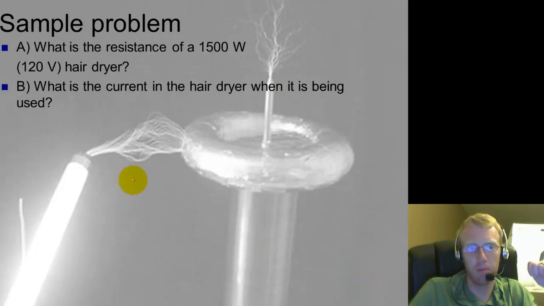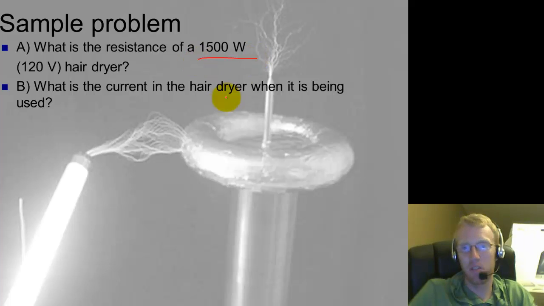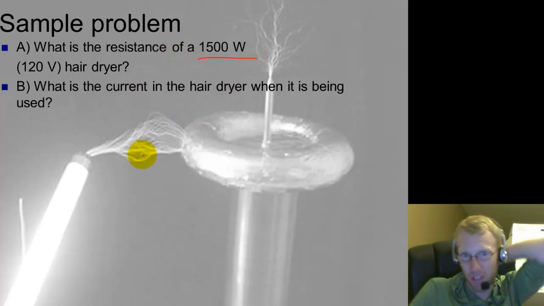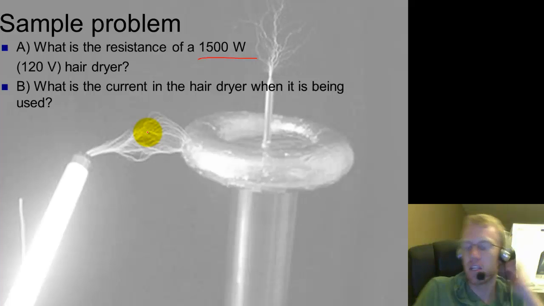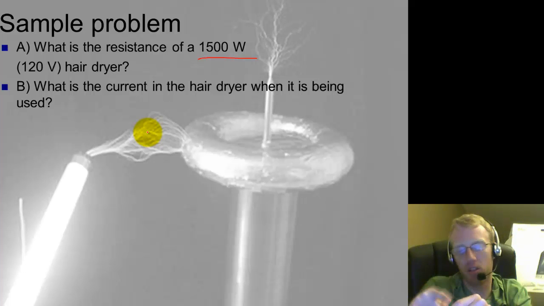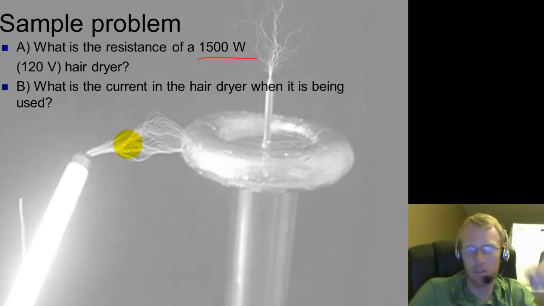Okay, here's a quick sample problem. What is the resistance of a 1500 watt, 120 volt hairdryer? So you plug your hairdryer into the wall. It says on the side of it that it uses 1500 watts. You want to know what's the resistance inside of there, because all a hairdryer is, is a fan behind a resistor. So the resistor gets really hot, and then the fan blows hot air out the end.